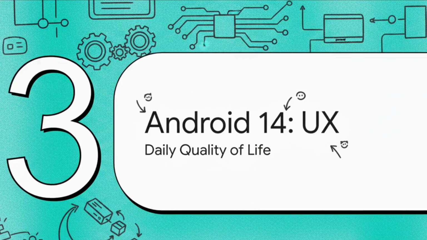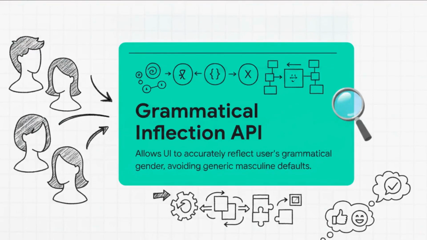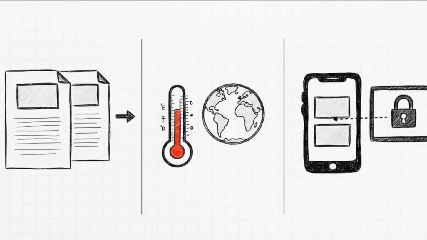Which brings us to Section 3, Android 14 User Experience. Let's dive into a seriously fascinating update, the Grammatical Inflection API. Did you know that over 3 billion people speak gendered languages? That's a huge number. So instead of awkwardly defaulting to masculine terms, this API prevents that negative experience of being incorrectly addressed by your own phone. It ensures the interface actually speaks to you respectfully and naturally by dynamically shifting nouns, verbs, and adjectives to match your grammatical gender. And the best part? Developers don't even have to completely rewrite their apps to do it.